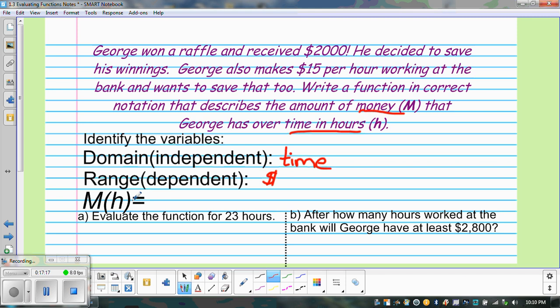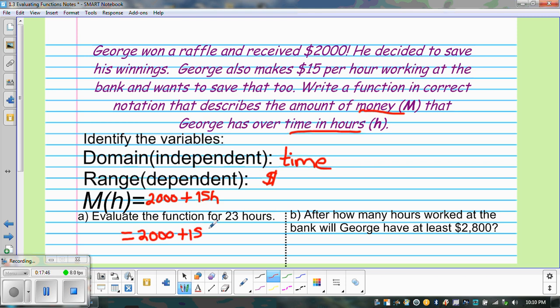has after the hours worked is equal to, he does have his $2,000 to start with, plus he is going to earn $15 per hour, so 15 times the number of hours that he works. Notice here we are adding instead of subtracting because he is adding to his account, not subtracting. The next one is we want to evaluate how much money he will have after 23 hours.